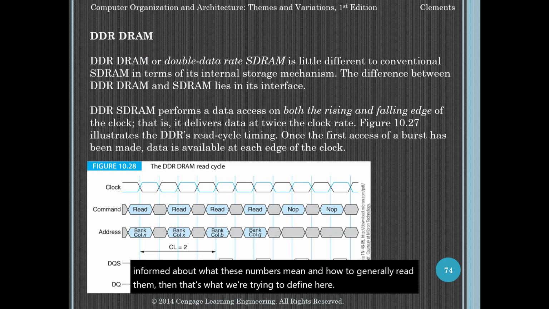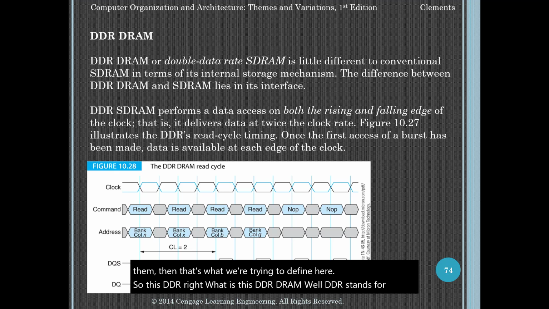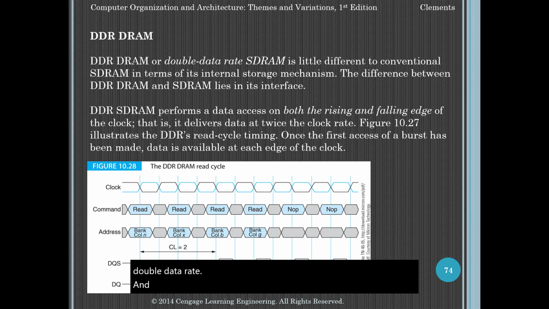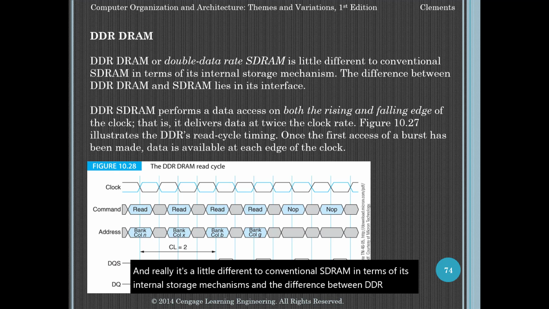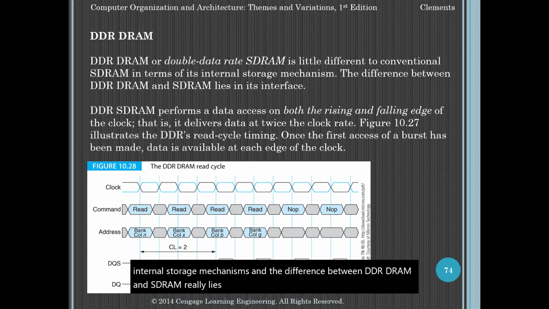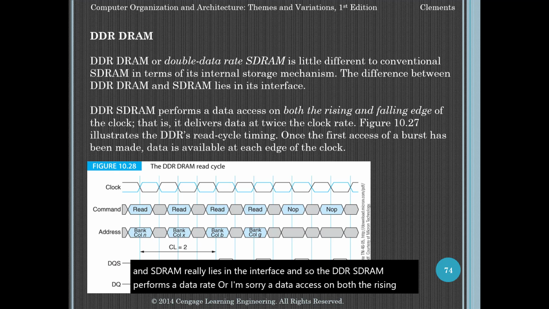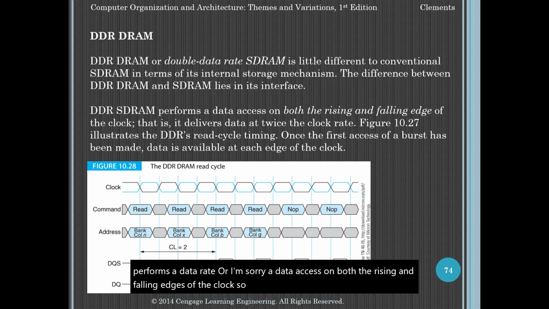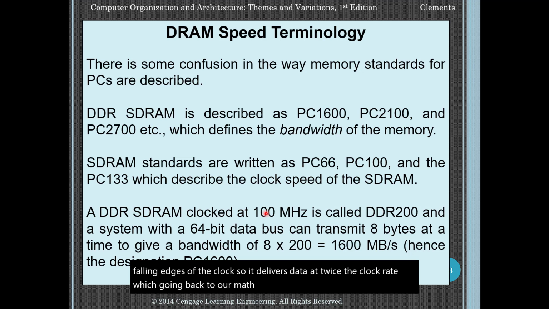So this DDR, right? What is this DDR DRAM? Well, DDR stands for double data rate. And really, it's a little different to conventional SDRAM in terms of its internal storage mechanisms. The difference between DDR DRAM and SDRAM really lies in the interface. And so the DDR SDRAM performs a data access on both the rising and falling edges of the clock. So it delivers data at twice the clock rate, which, going back to our math, right? DDR SDRAM clocked at 100 megahertz is called DDR 200.